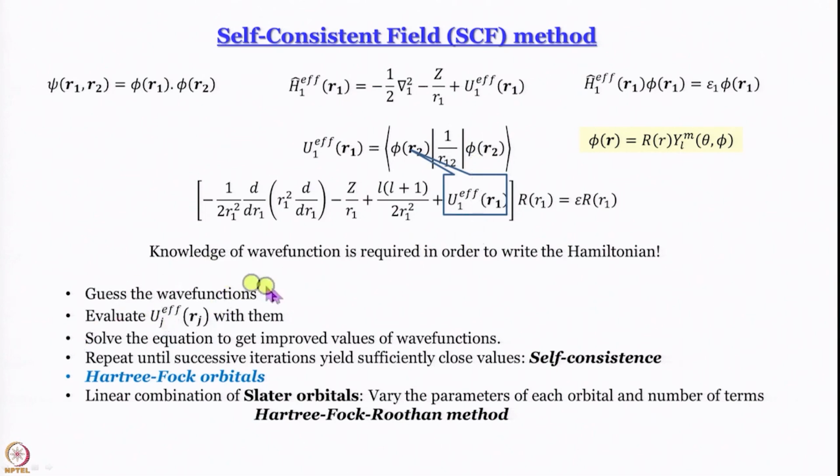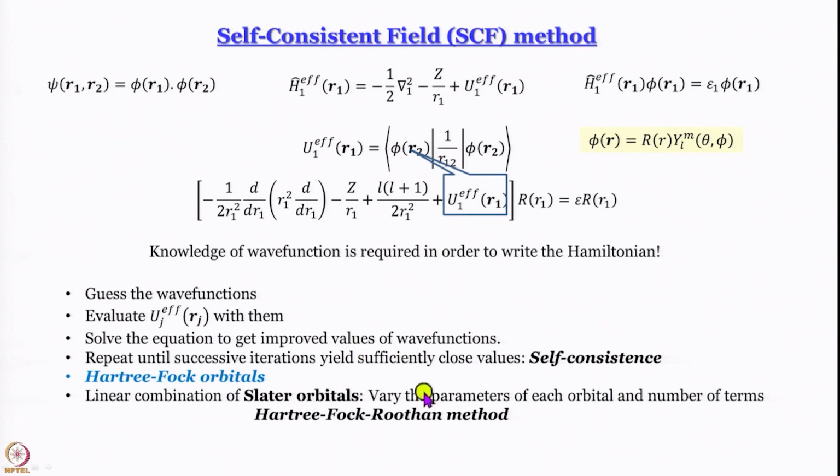What we do there is that we guess the wave function, and today the only new thing that we will do is show you one kind of wave function that we actually can use. So using this wave function we evaluate the effective potential, solve the equation, and then when we solve the equation we do not get back the same wave function, we get a new set of wave functions which is slightly different from the initial guess. So we keep on repeating until we get two successive calculations in which the values are close. These are called self-consistent results.